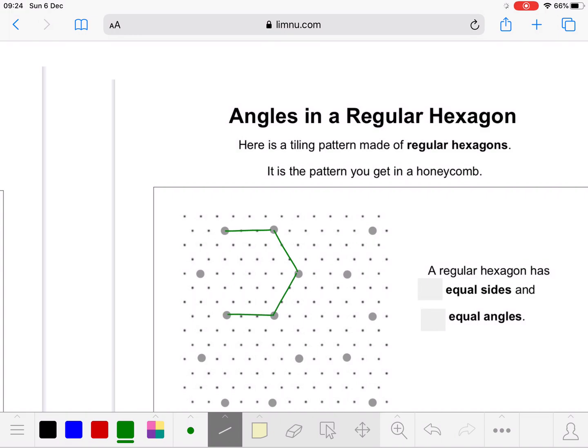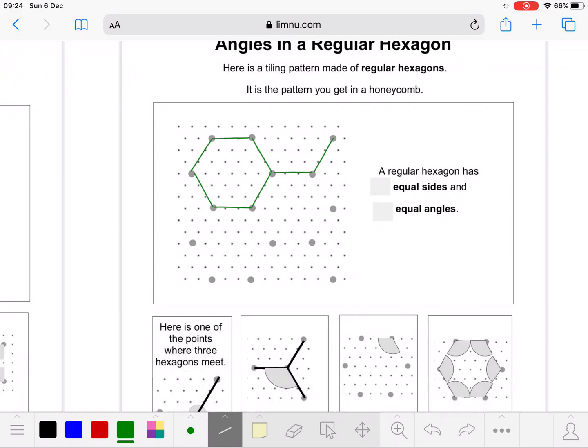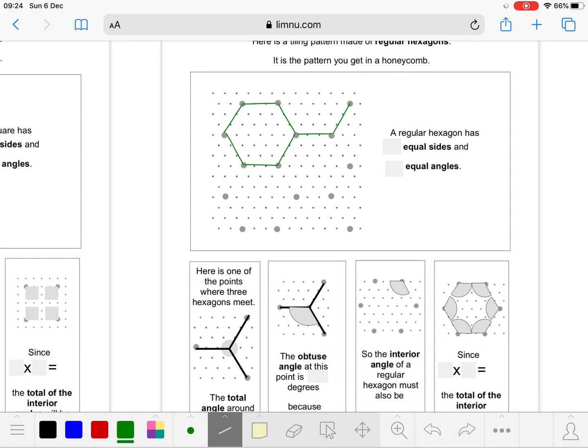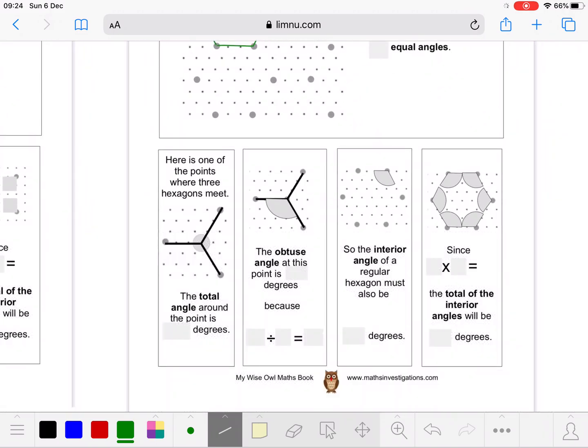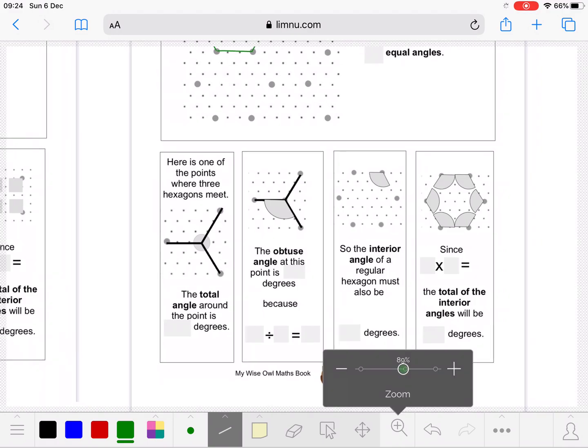So maybe do the hexagons one at a time. It doesn't have straight lines going all the way across here because now we go this way and this way. Don't put a line across here because that's wrong. Okay. Again, fill in how many equal sides and equal angles it has. A regular hexagon has all its angles and sides the same. And then here again, we've got to look at the angles round a point and the interior angles of the hexagon. Have some fun.